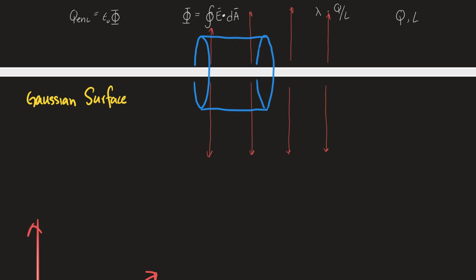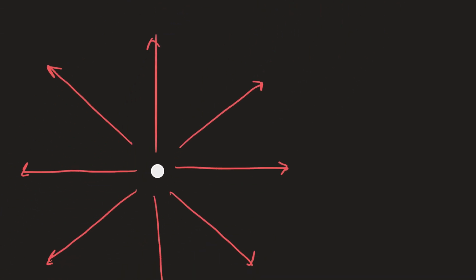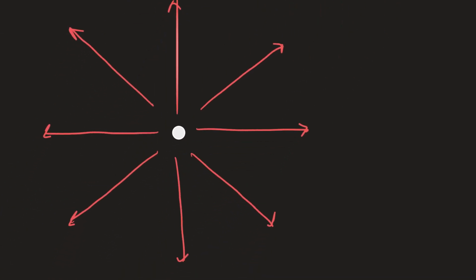This is my Gaussian surface that I'm going to use. Now, I want to use both pictures, so I'm going to draw my cylinder here too. But remember here, looking down the wire, my cylinder is going to look like this, right? It's going to be just the outer edges of it.